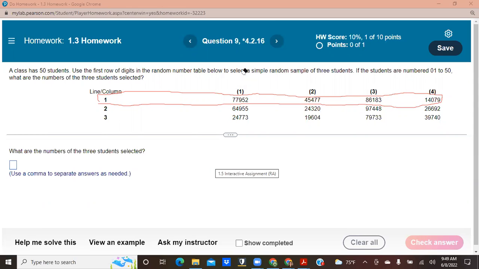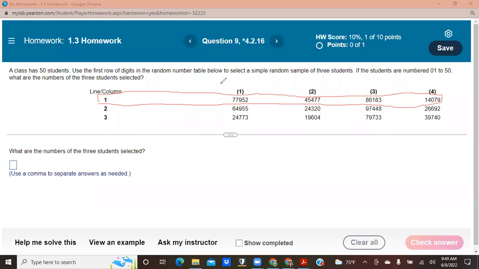Okay, so it says use the first row of digits in the random number table below to select a simple random sample of 3 students. If the students are numbered 1 to 50, what are the numbers of the 3 students selected? Okay, so let's give this a try.